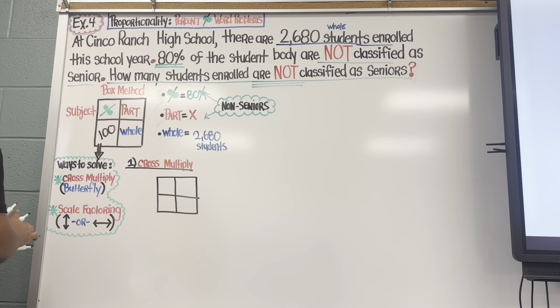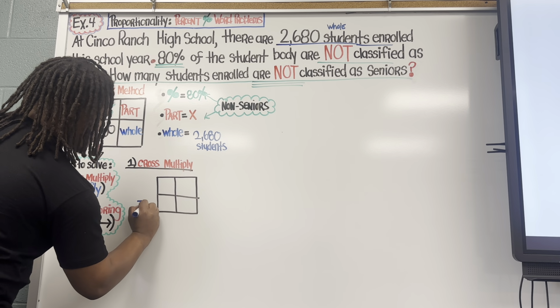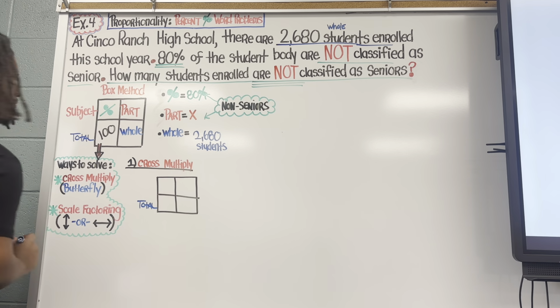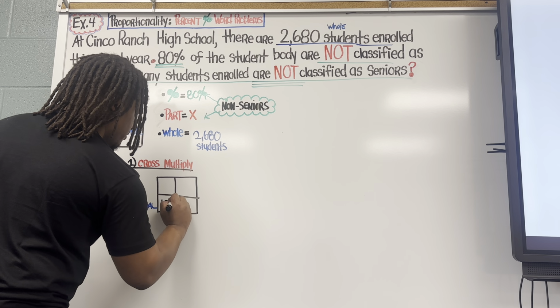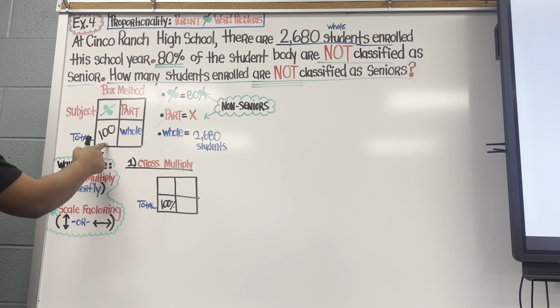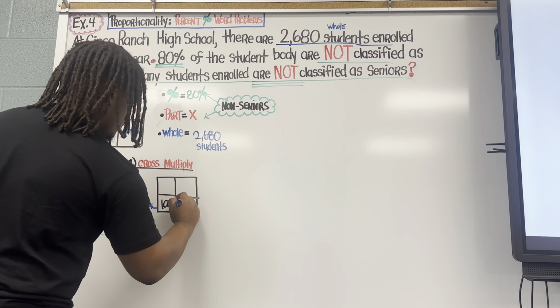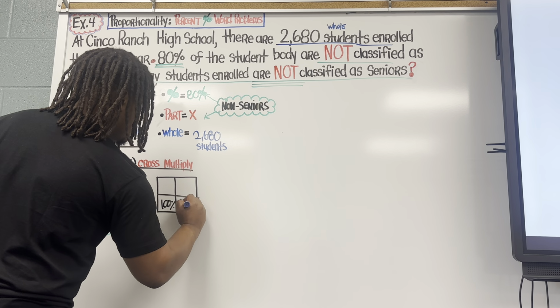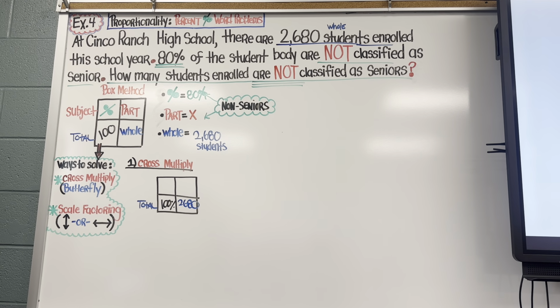The bottom row, the subject line is always total. A number that represents total is 100%, right? So 100 will always go right there. And the total number of students is 2,680. That's the total number of students, right?